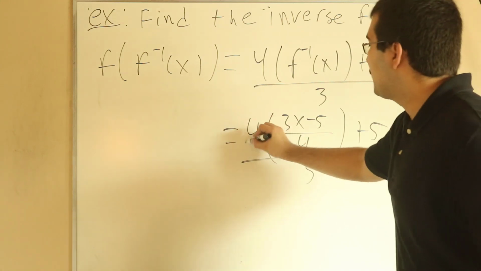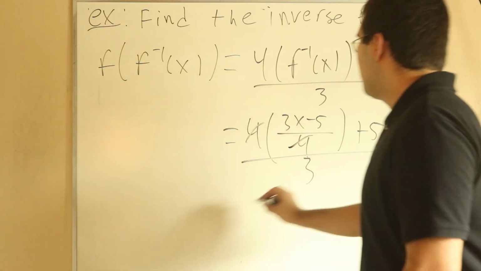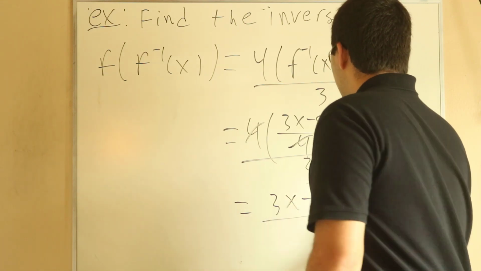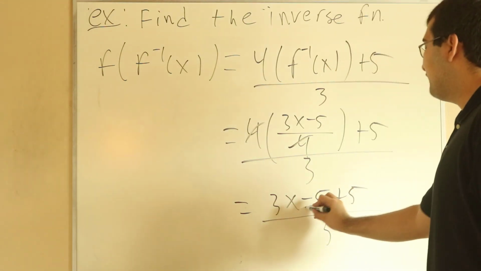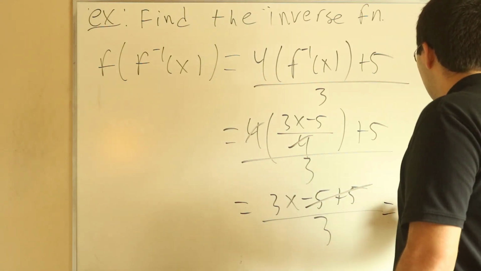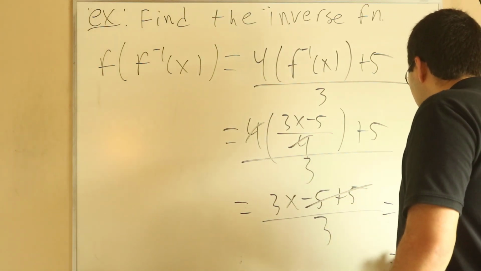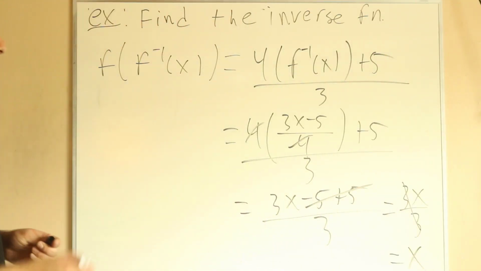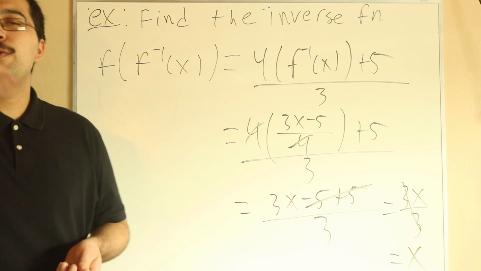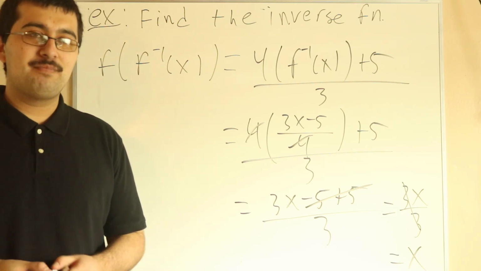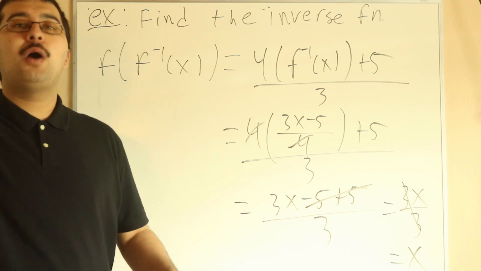Okay, so our 4's will cancel. So I'm going to get 3x minus 5 plus 5 divided by 3. From here we can see the 5's will cancel. I'm going to then have 3x over 3. The 3's cancel, and I'm left with x, which is exactly what I wanted. There we go. We have our proof. We now have the evidence to support the fact that we have found the correct inverse function. And there it is, right? So there's how you walk through the process.